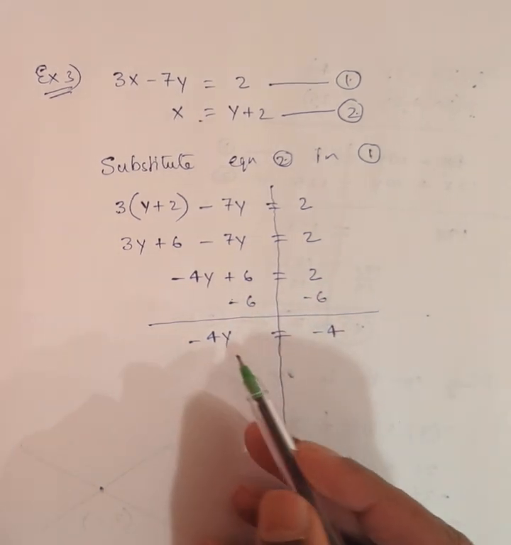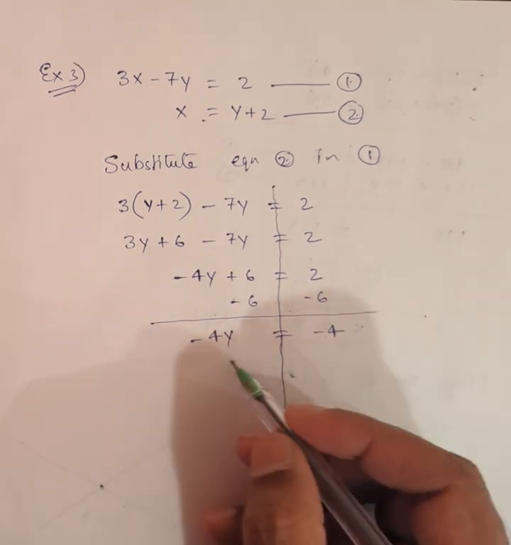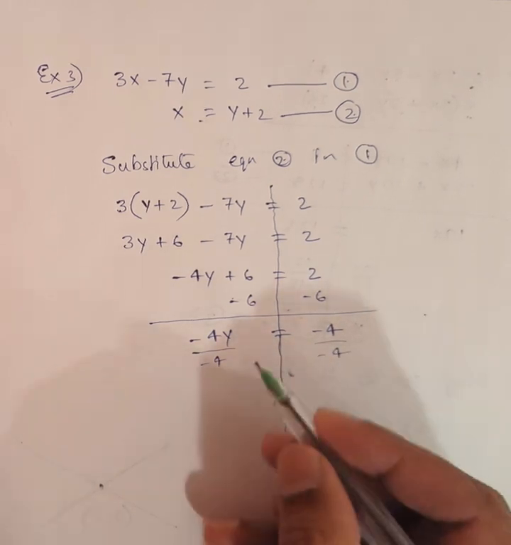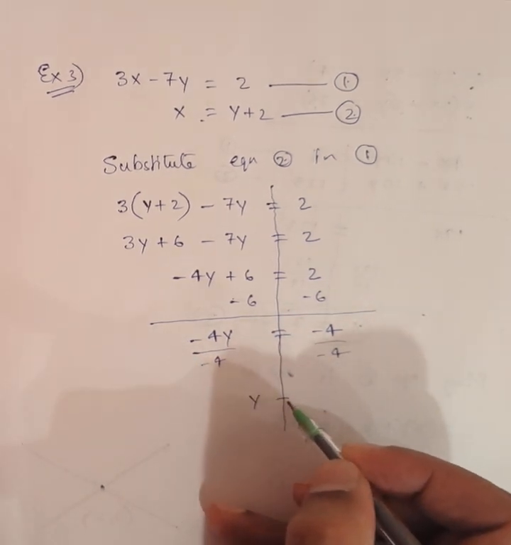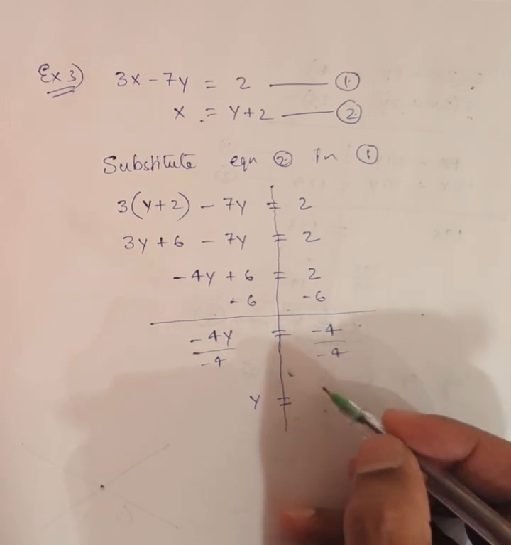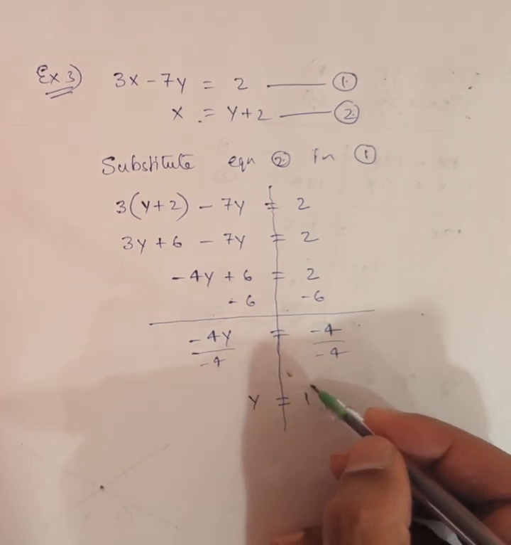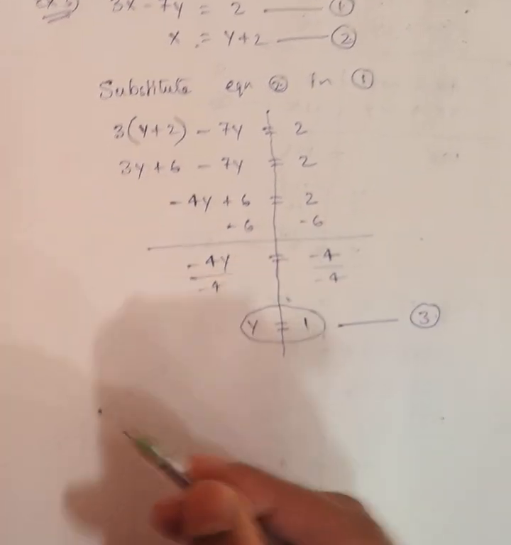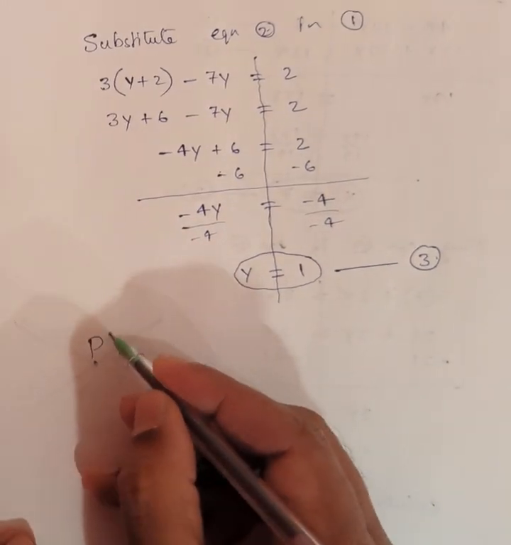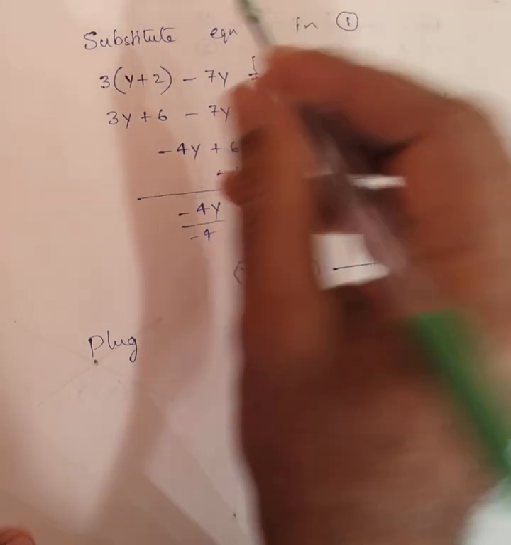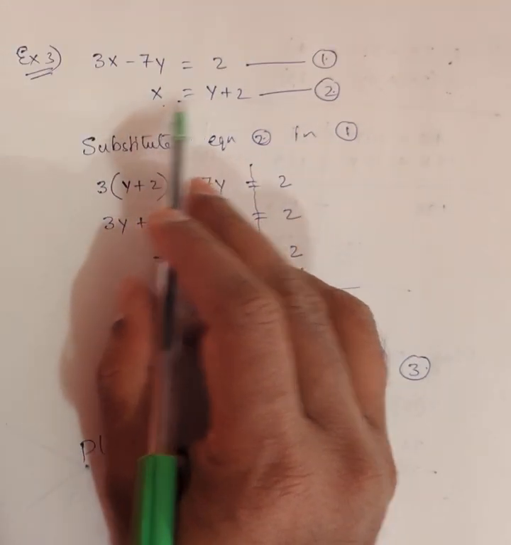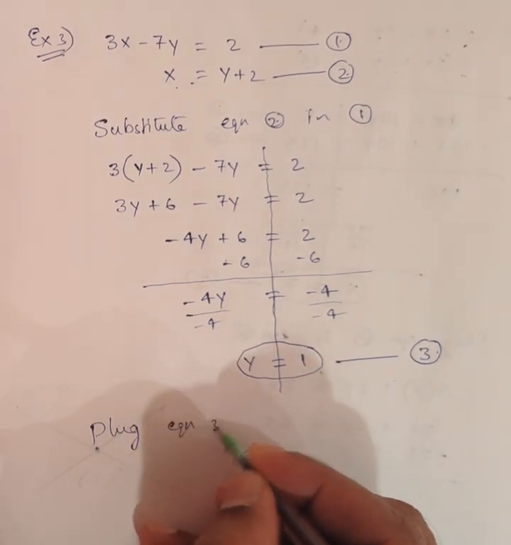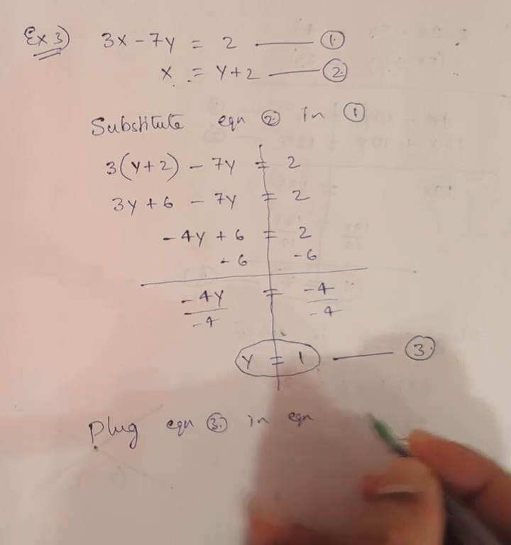And finally, to solve for y, we divide both sides by negative 4. So let's do that. Negative 4 here, negative 4 there. On the left, I have just y. And on the right, I have negative 4 over negative 4, which is just a 1. So I solve for y. Call that equation 3. And now to get x, plug this into the equation that has x equals y plus 2. So plug equation 3 in equation 2 this time.